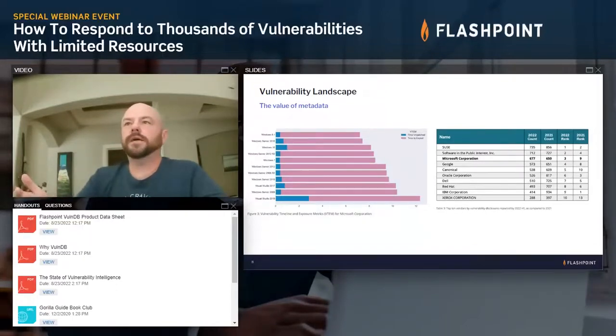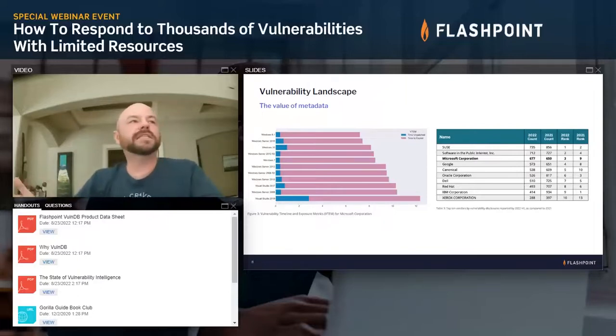We're pulling out the timeline if one is available. When was the vulnerability discovered, disclosed to the vendor? When did the vendor respond? When did the vendor patch? When was it publicly disclosed? When was an exploit publicly disclosed? Because it may not all be the same dates, right?